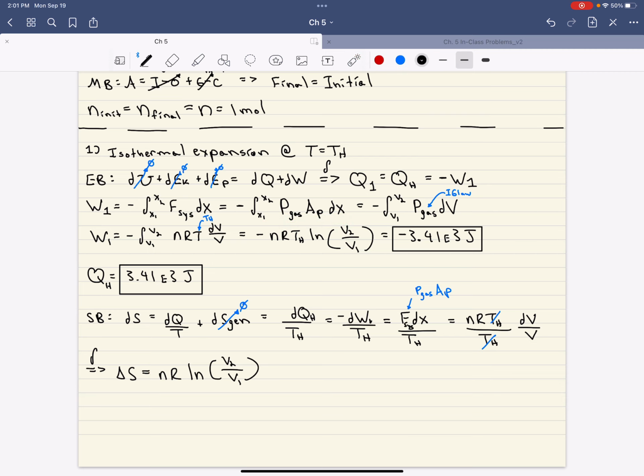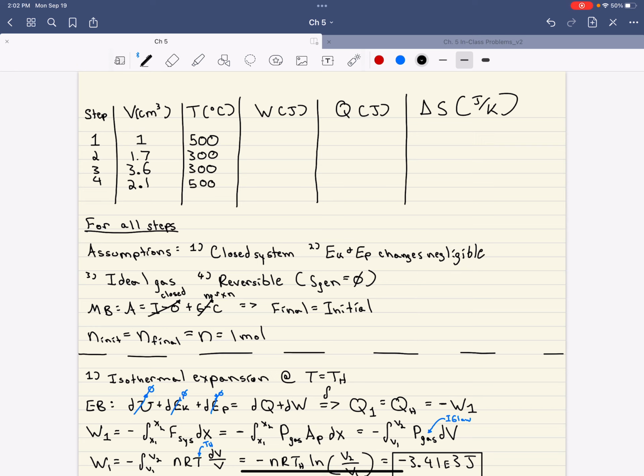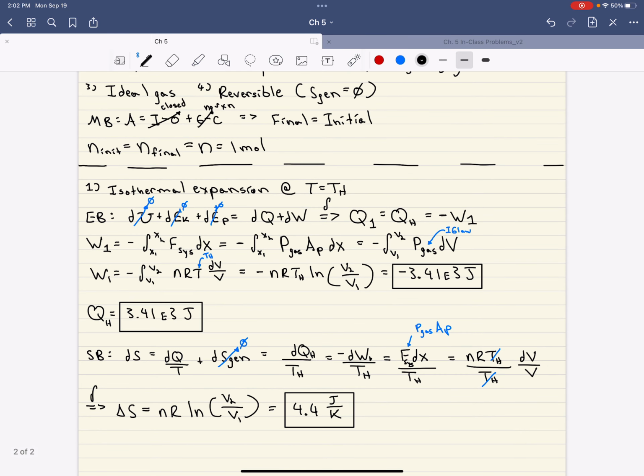Since we know all the values there, if we plug in, we get that the change in entropy is 4.4 joules per Kelvin. So now we've calculated delta S, Q, and W. We could plug all those things in for our first step at the very top in our table: negative 3.41 × 10^3, 3.41 × 10^3, and 4.4. For the first step, I went in detail about how you would derive all the equations for work, heat, and entropy.